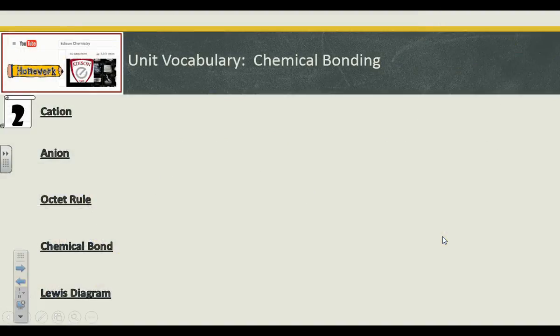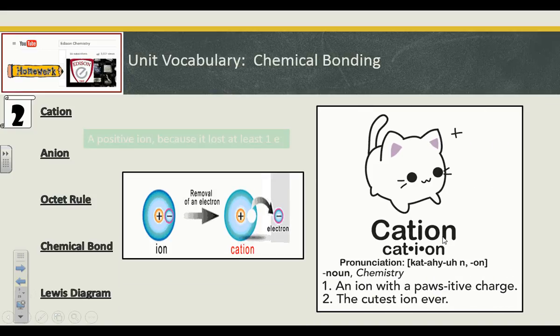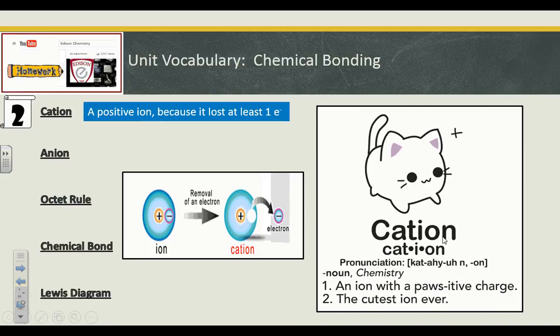Here we go. Cation. Oh wait, we've done that one before. Look, it's a positive ion because it lost at least one electron. Aw, isn't it a pretty cation? It's the cutest ion ever. Okay, lose electron, cation because you're positive.